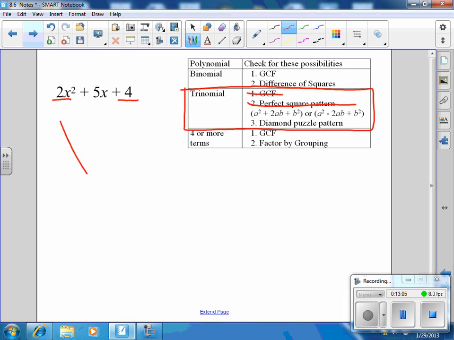So we have to ask ourselves, two numbers that multiply to get 8 and add to make 5. So the numbers that multiply to make 8 are 8 and 1, and 2 and 4, and none of those add up to make 5. So, because those are our only options, the answer to this problem has to be not factorable.